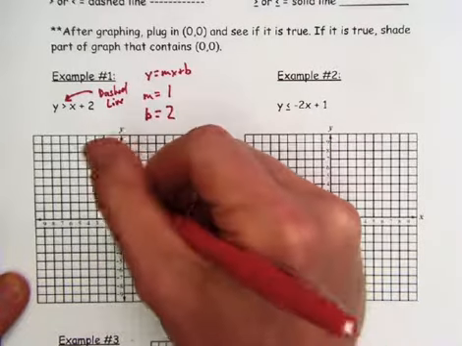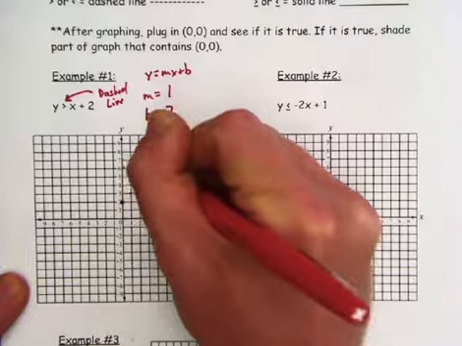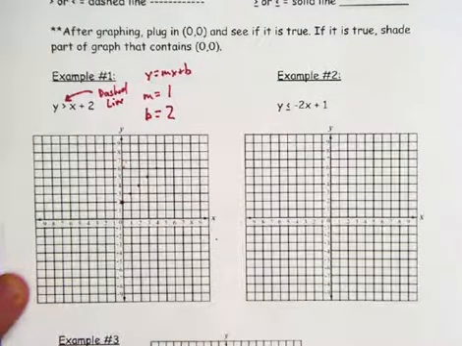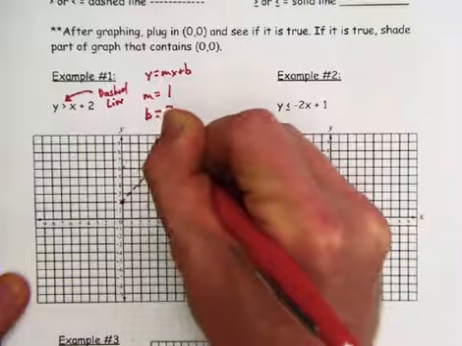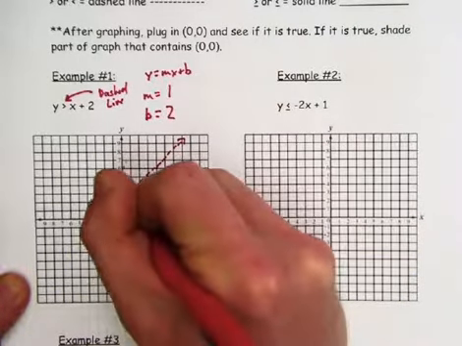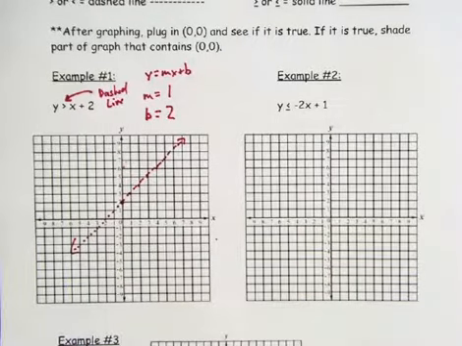So I'm going to find my points. Slope is 1. We started at 0, 2, so up 1, over 1, up 1, over 1, and so on. We know that's our line. But instead of doing a full line, I'm going to draw a dashed line. So it looks like that. See how it's a dashed line?